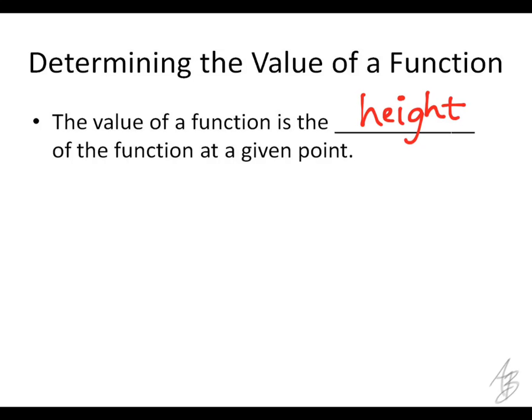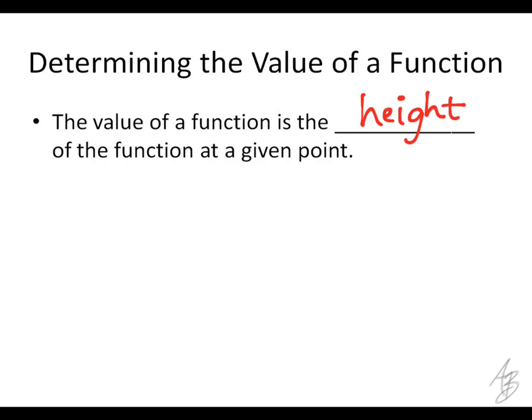So the value of a function is just the height of the function. It's how high it is above the x-axis or below the x-axis. If it's below the x-axis, then the number is going to be negative. Yes. Good. All right, so the value of a function is just the height of the function. That's it. That's all you have to do. You have to find the x value and then figure out how high it is above the x-axis or below the x-axis.